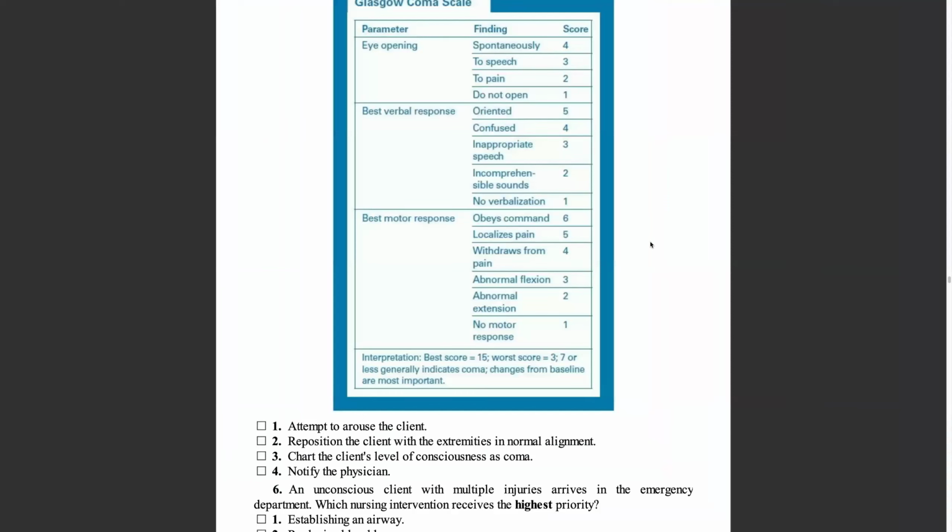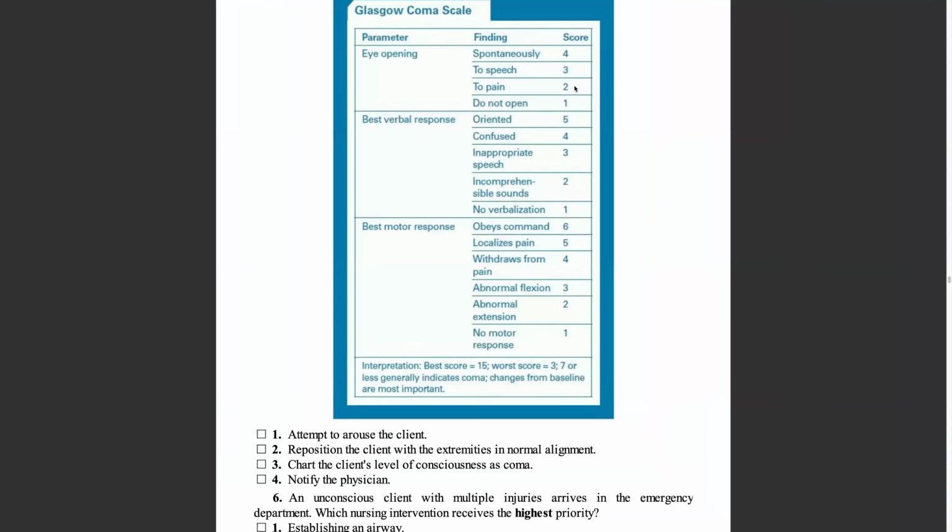So in short, for eye opening, we said 2. For verbal, we gave them a 2, and abnormal extension, we gave them a 2 for motor response. So that means we gave them a score of 6, right? So what is the highest Glasgow Coma Scale score you can have? A 15, right? So like you and I, we are a 15, correct? So this patient is at a 6.